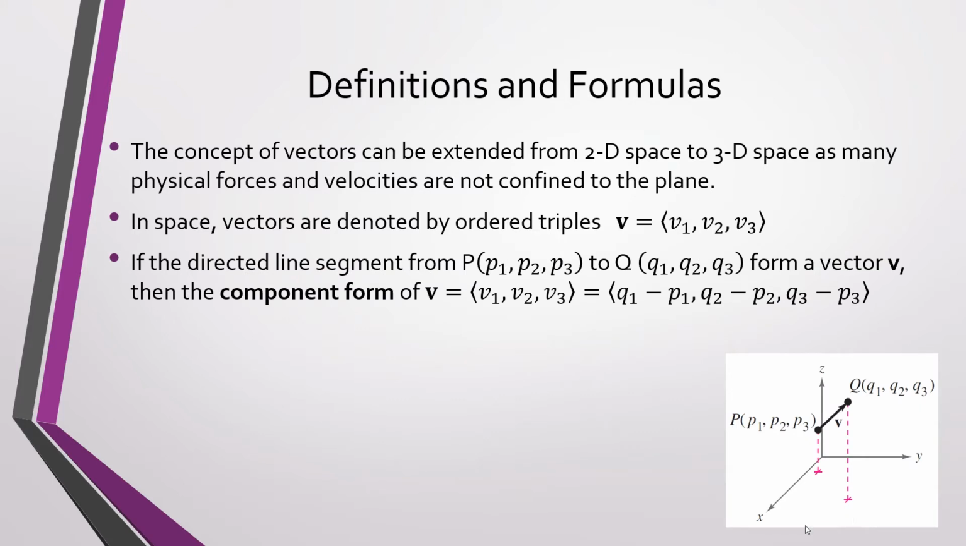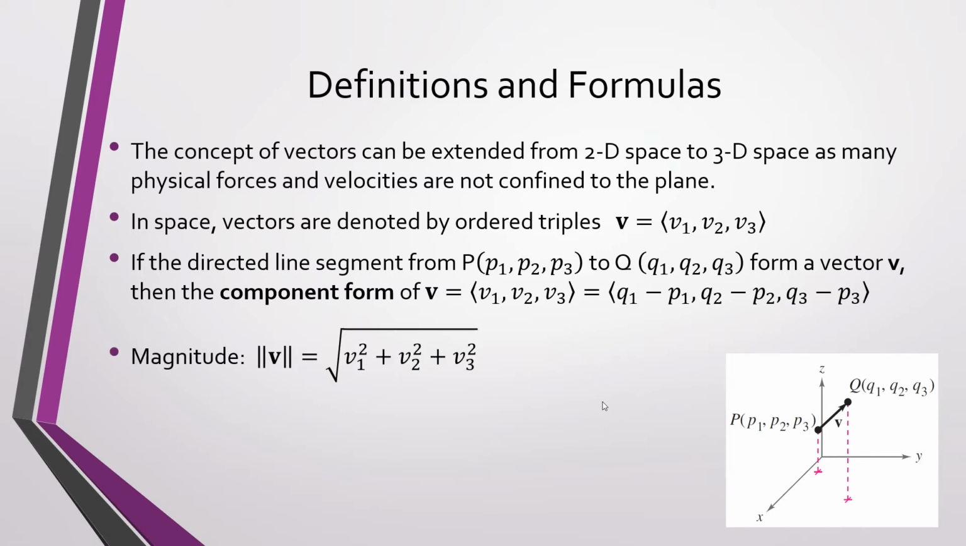If the directed line segment from point P to point Q forms a vector, then the component form uses this formula, but basically it's how far did you go in the x direction, comma, how far did you go in the y direction, comma, how far you went in the z direction from P to get to Q. You can find that by subtracting each of the P components from the Q components, or you can just think about how far did I go from P to Q for each direction, x, y, and z.